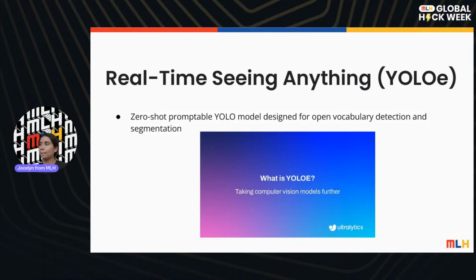All right, so now to move on to YOLO-E. This is actually not a really new model. I think it dropped like one year ago or so. But YOLO-E is basically a zero shot promptable YOLO model designed for open vocabulary detection and segmentation. So you can identify objects, and then you can also identify them from there.